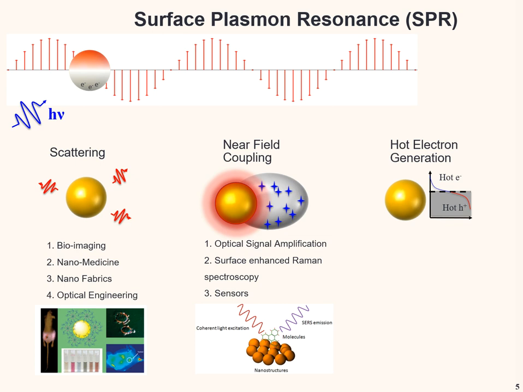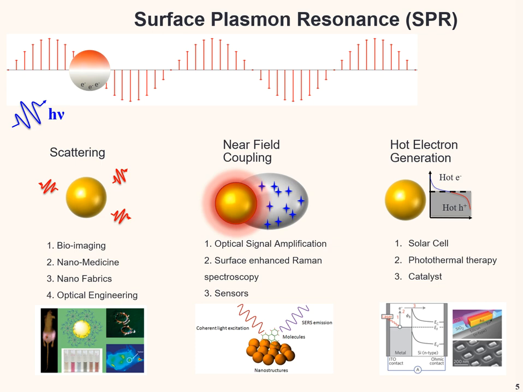There's another application called hot electron generation, or hot electron decay. When you use photons to excite nanoparticles, this is a strong light matter interaction, right? You are creating electrons with high temperature, and this can be a very critical process in solar cell devices based on the surface plasmon resonance. All these applications are based on one important factor: the tunability of the surface plasmon energy, because when you change the size, you can change the energy of the surface plasmon.